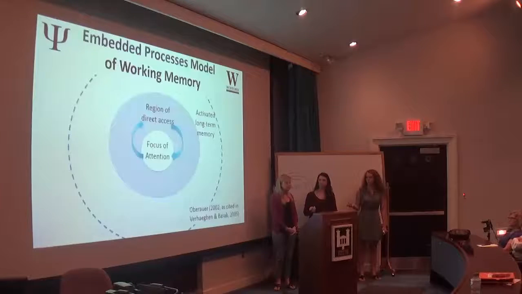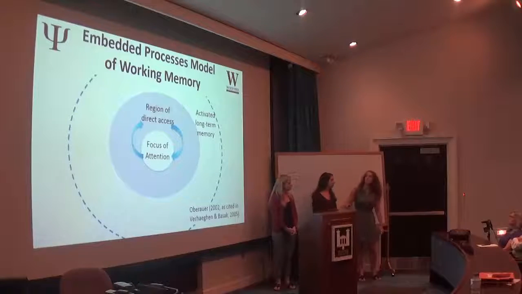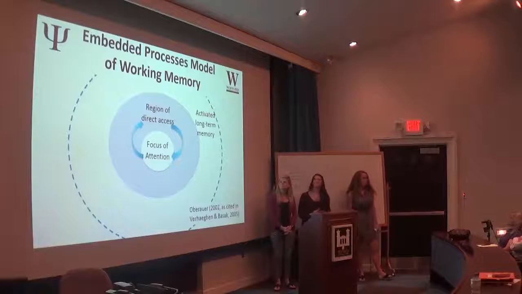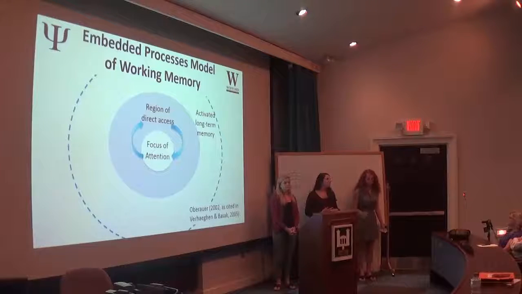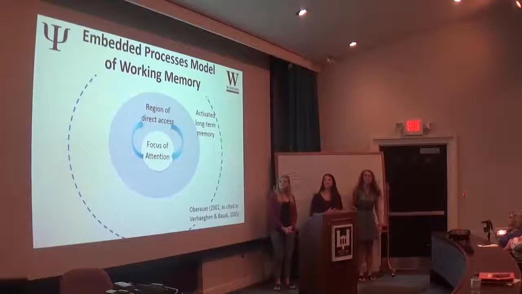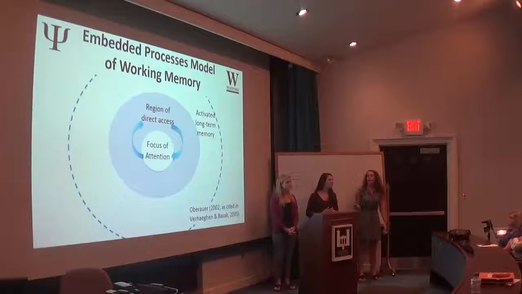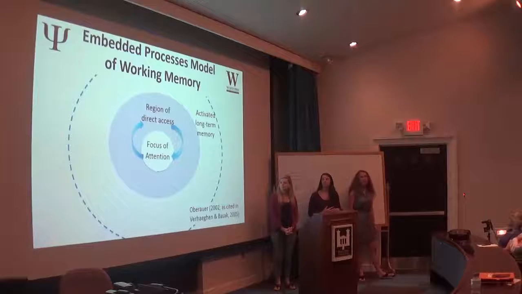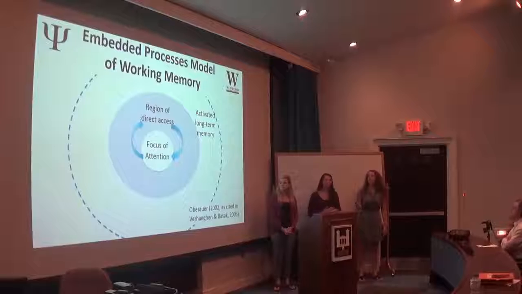This is the embedded processes model of working memory, which was developed by Oberauer, and he has a model of working memory that's different than any other. In the middle we have the focus of attention, and it has a capacity of 1. Outside of that we have the region of direct access, which has a capacity of about 4 to 5. And then outside of that we have the activated long-term memory.